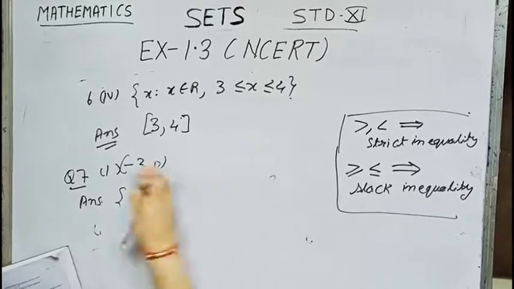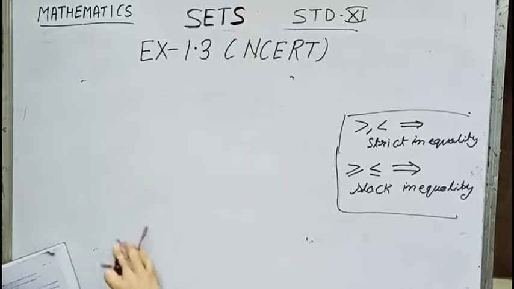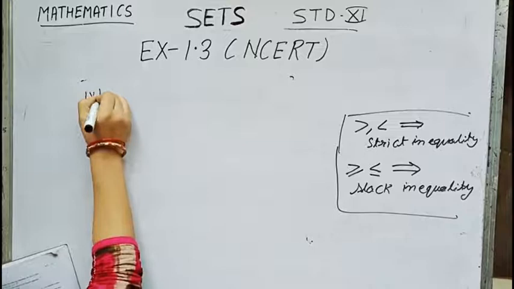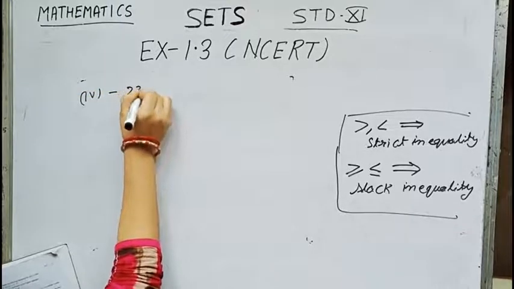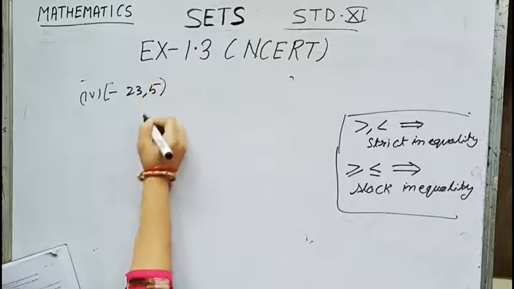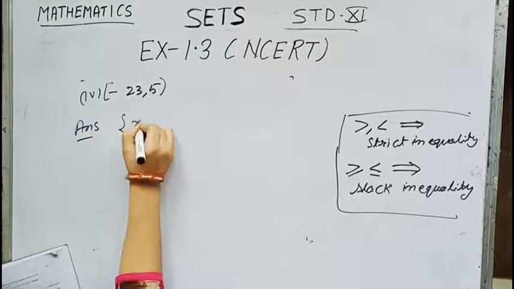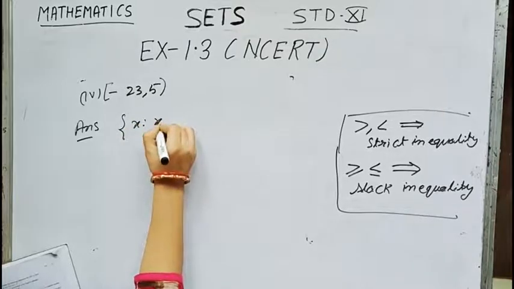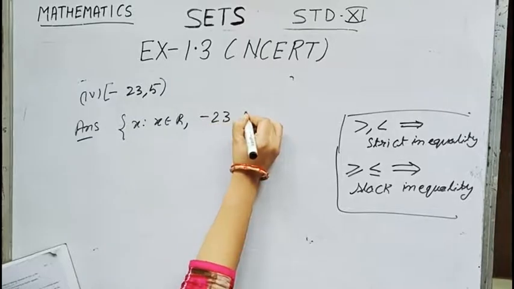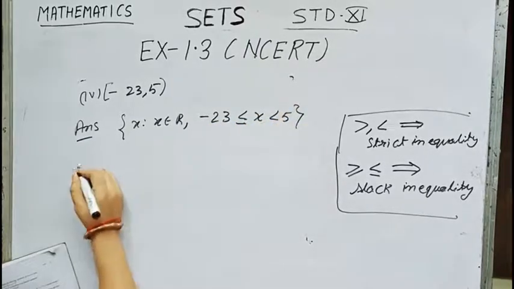Next, number 4, -23 to 5, and this is a closed open interval. So the answer will be x such that x belongs to capital R and -23 is less than or equal to x, which is less than 5.